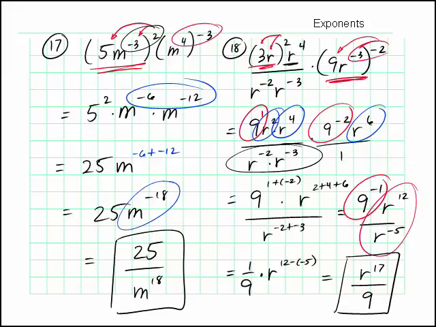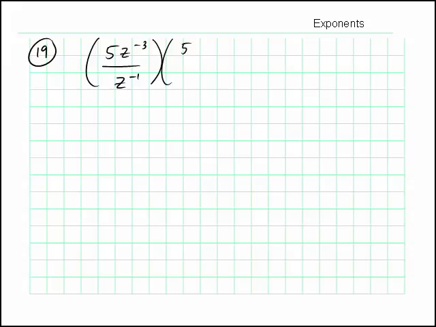3 more to go. Number 19. 5z to the negative 3 over z to the negative 1 times 5 over z squared. First thing I'll do is multiply these together. So I've got a 5 times a 5, which is 25, z to the negative 3.